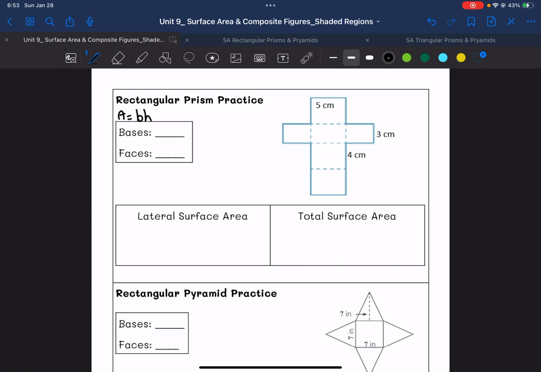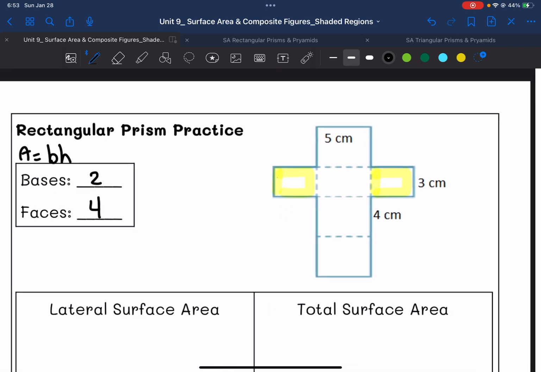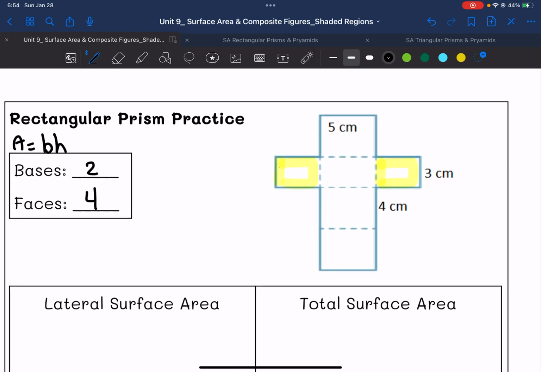Now, I want to remember that prisms have two bases, and there's four faces, okay? So here, I'm going to come over here and I'm going to highlight. This is my base, okay? And then before I continue, I want to make sure that I know the dimensions, because that's going to help me decide if the faces are going to be the same or different, okay?